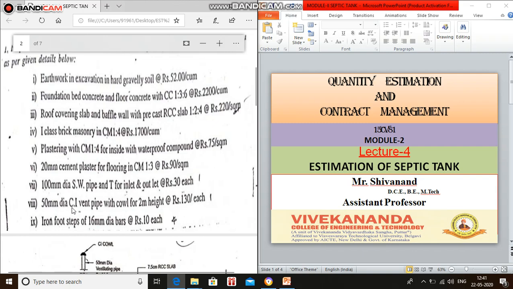Eighth one, 50 mm dia CI vent pipe with cowl for 2 meter height at rupees 130 each. The ninth one, iron foot step of 16 mm dia bars at rupees 10 each.